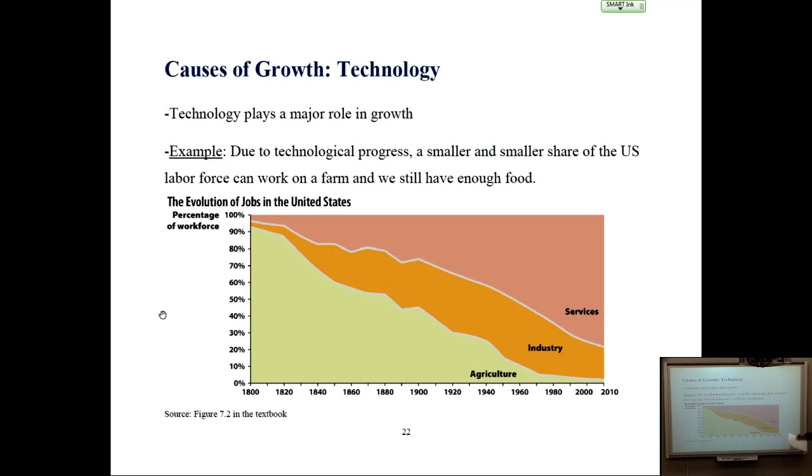And that shift towards industry and service allowed a lot of economic growth to take place, radically transforming what economic life looks like in the U.S.